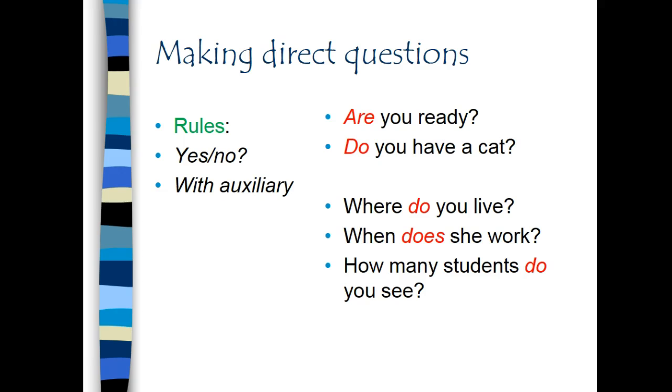When we make a direct question, it could be, as we said, a yes or no question. So I put my auxiliary before the subject. Are you ready? Do you have a cat? Or when I have a question word, I put the question word before the auxiliary. Where do you live? When does she work? How many students do you see?